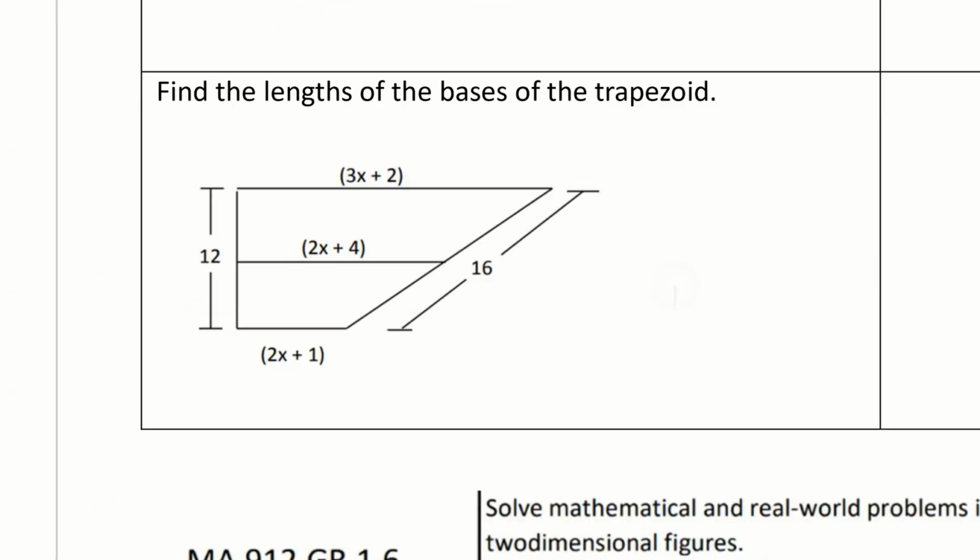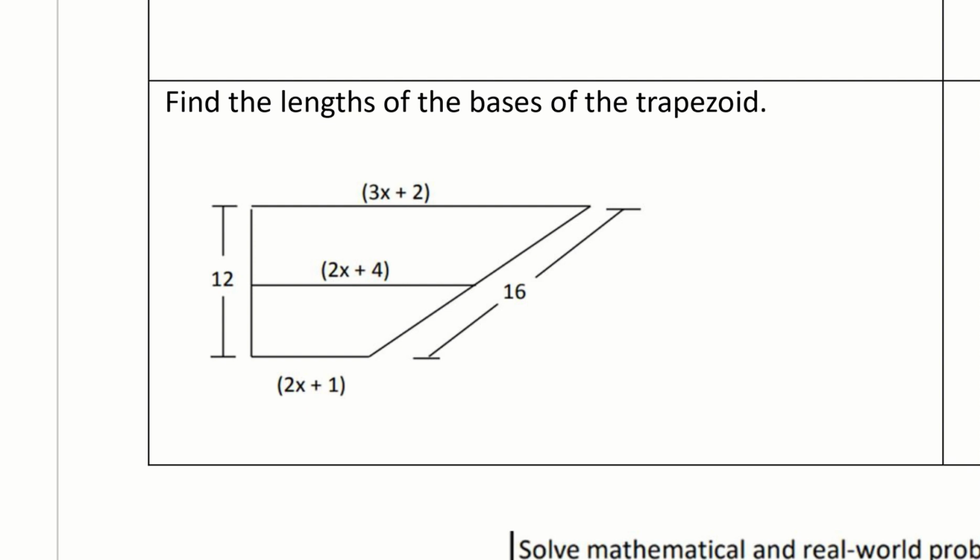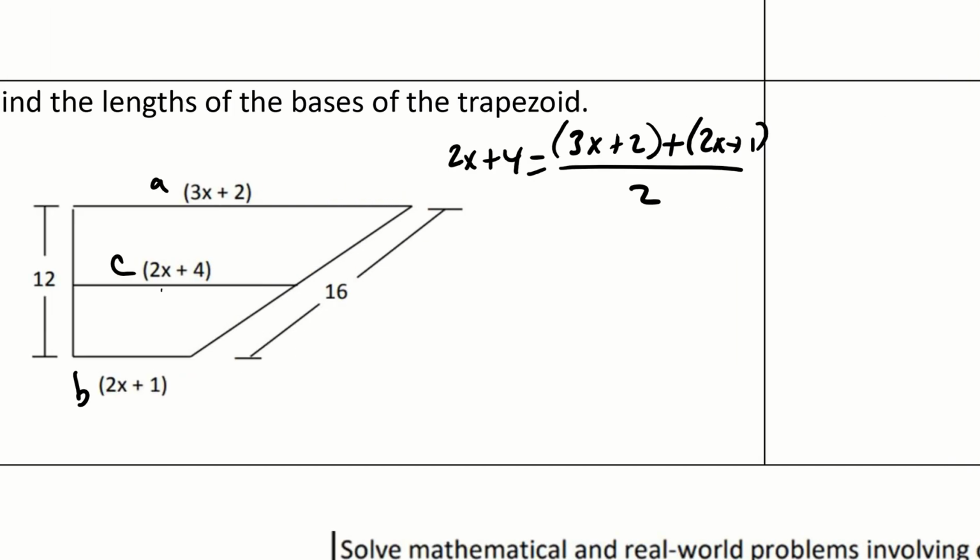All right, so this one, we want to find the length of the bases. These are the two bases. So we want to figure out those two lengths. So we're going to, again, say this is A, B, and C. So it's C equals (A plus B) divided by 2.